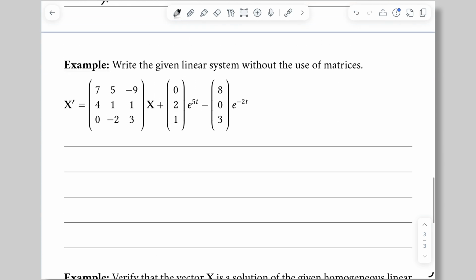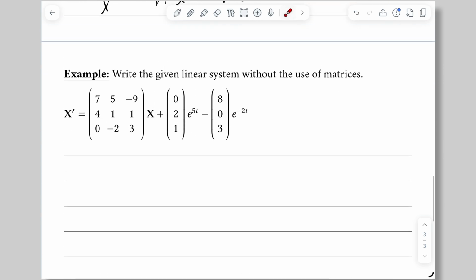Next up, we're going to go the other way. We have a system, and we're going to write it without the use of matrices. What we have is x prime equals a 3 by 3 matrix. The first row is 7, negative 5, 9, then 4, 1, 1, then 0, negative 2, 3. All that times x is equal to the column matrix 0, 2, 1 times e to the 5t minus the column matrix 8, 0, 3 times e to the negative 2t.